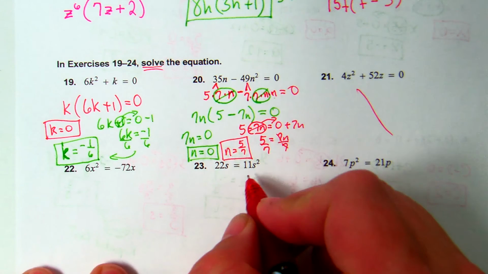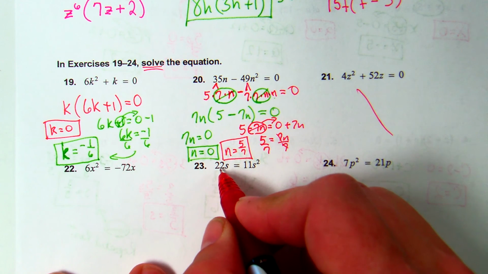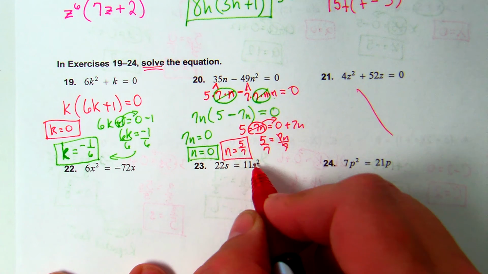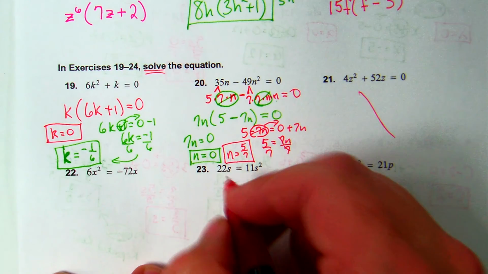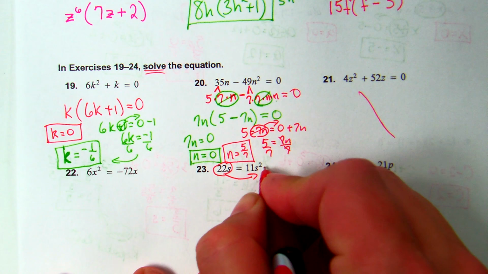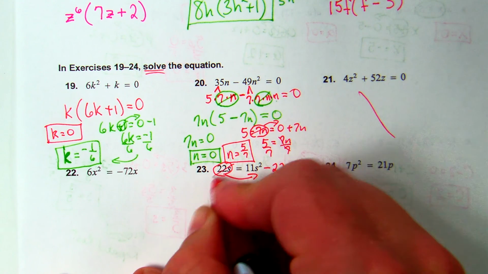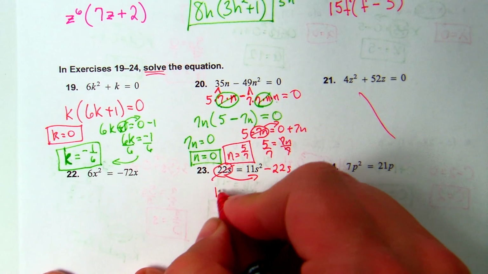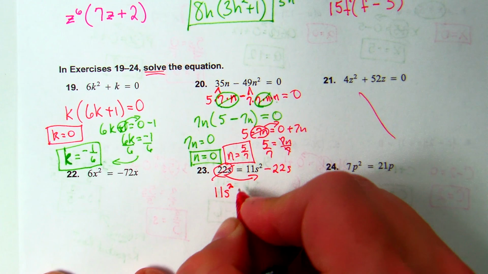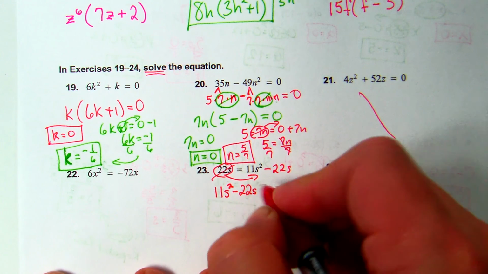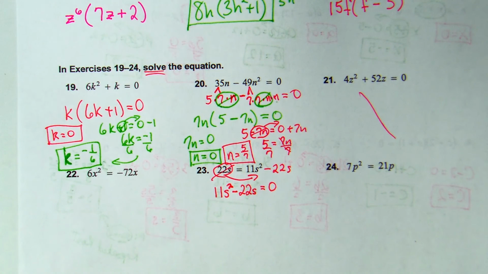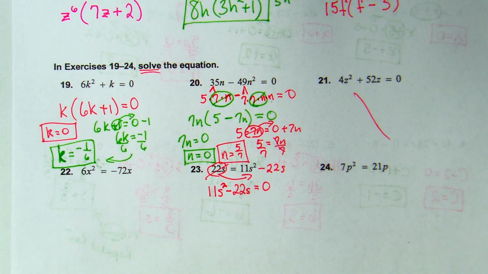Number 23. I need to move the 22 over with the 11s squared, so I can get a 0 on one side. So I'm going to take this 22s and put it on the other side, which means I'm going to minus 22s. Okay, so my new equation is going to be 11s squared minus 22s equal to 0. Now that this is set to equal 0, I have to get all of my terms on the same side and set the whole thing equal to 0 so that I can factor it and find out which one equals 0.